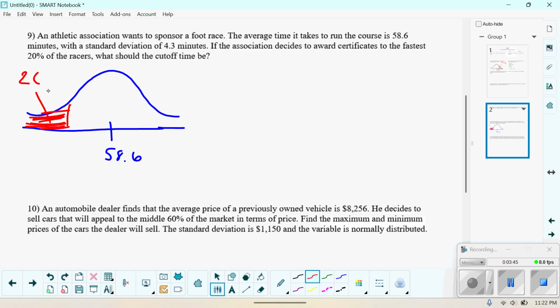So this is what your drawing should look like. And then from here, you should be able to do inverse norm using our mean and our standard deviation right there. So go ahead and finish that one up if you didn't get it done. And then I want to look at number 10 next.